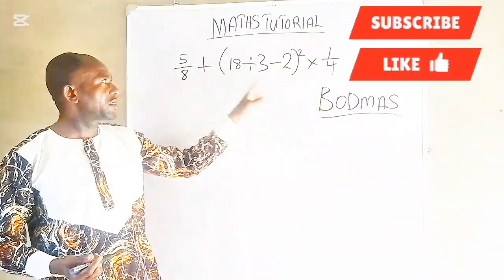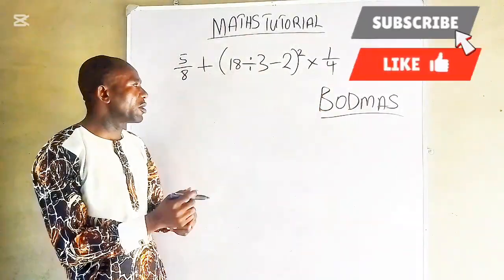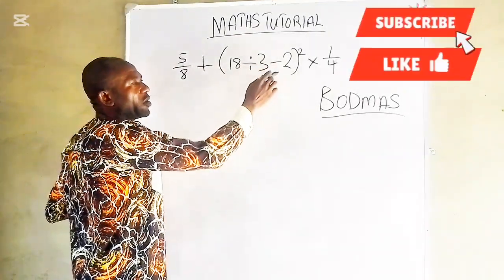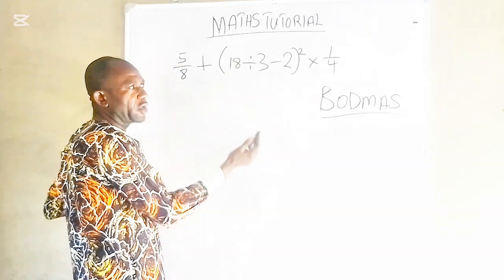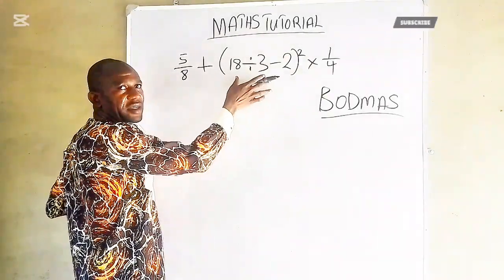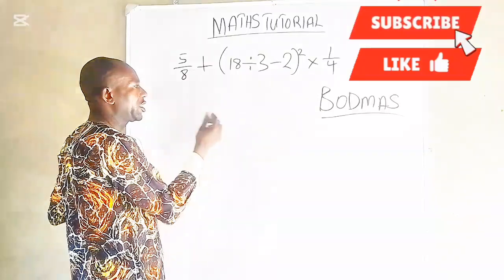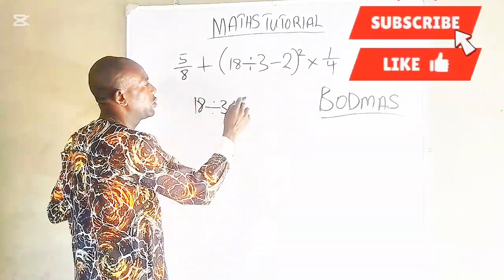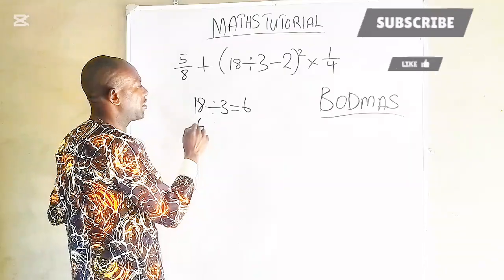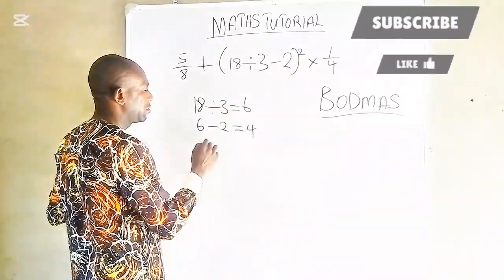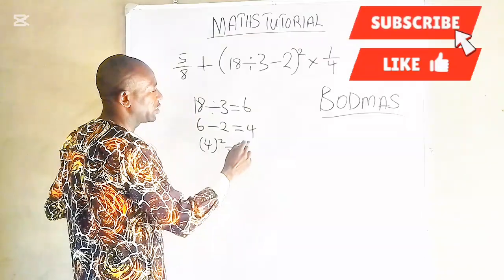Now that we have bracket in this problem, we're going to start from the bracket. Now inside the bracket, we have 18 divided by 3 minus 2. Because division is the first priority in the bracket before subtraction. And so we're going to start with 18 divided by 3 is equal to 6. Then 6 minus 2, we're having 4. Then you square. This is 4 squared is equal to 16.